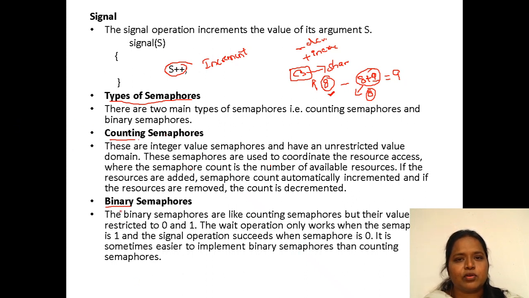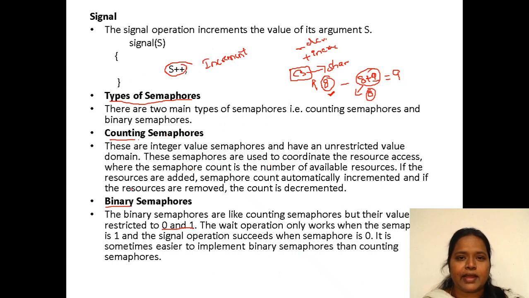And another semaphore we are having, that is the binary semaphore. So what do you mean by binary? In the sense, it is going to hold only two values, that is 0 and 1. Here the binary semaphores are like counting semaphores, but their value is restricted to 0 and 1 only. In the counting semaphores, we don't have any restriction on a particular domain. However many resources we are having, that count is fixed to those many resources. If any resource has been added, the count is going to be incremented by 1. If any resource has been deleted, the count is going to be decremented by 1. So that is the counting semaphore.